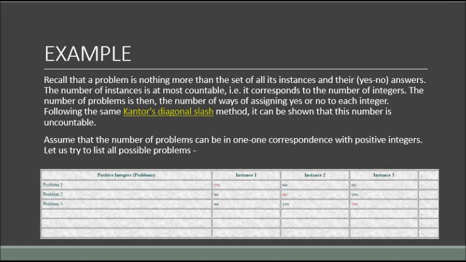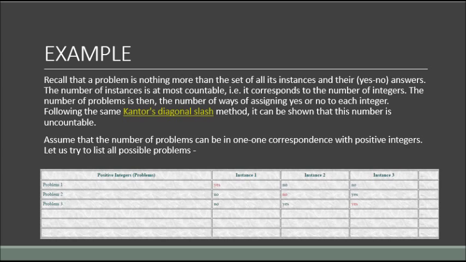Recall that a problem is nothing more than the set of all instances and their answers. The number of instances is at most countable, that is, it corresponds to the number of integers. The number of problems is then the number of ways of assigning yes or no to each integer. Following the same Cantor's diagonal slash method, it can be shown that this number is uncountable. Assume that the problems can be put in one-to-one correspondence with positive integers. Let us try to list all the possible problems.